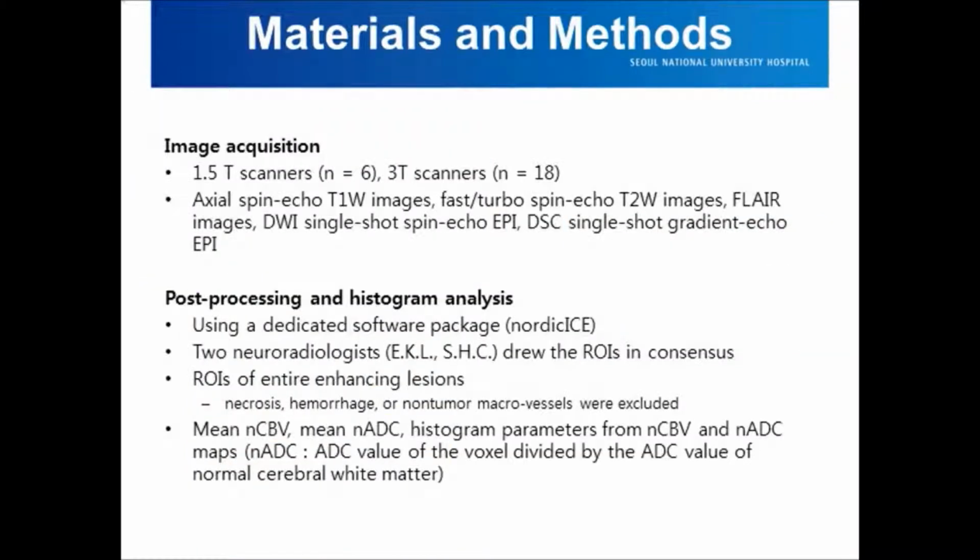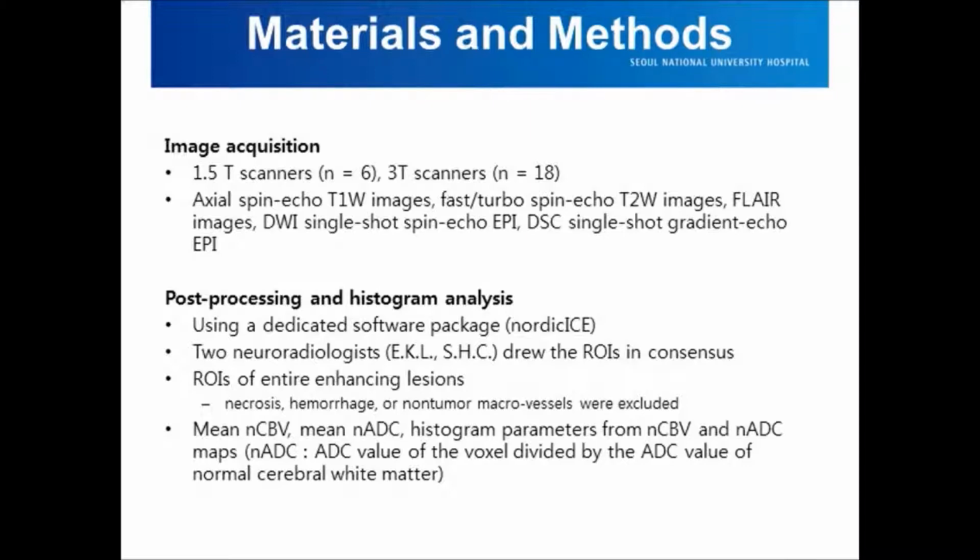The immediate post-op MR imaging studies were performed using 1.5 Tesla or 3 Tesla scanners and used imaging sequences like these. Post-processing was obtained by using dedicated software package Nordic ICE. ROIs were measured and contained the entire enhancing regions. Areas of necrosis, hemorrhage, or non-tumor macrovessels were excluded from the ROIs. Finally, mean nCBV, mean nADC, and histogram parameters from nCBV and nADC maps were obtained.